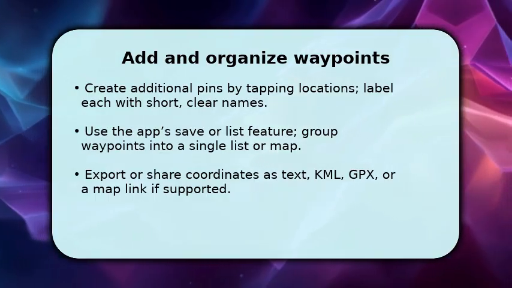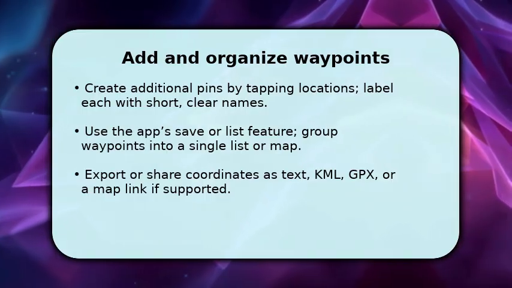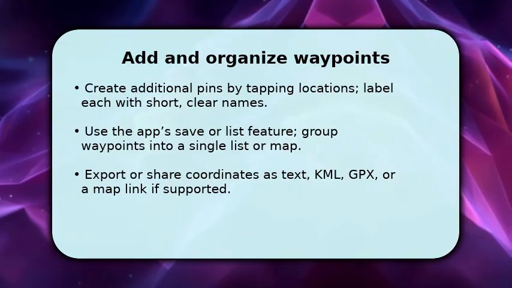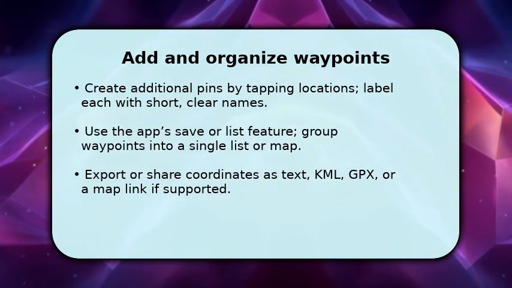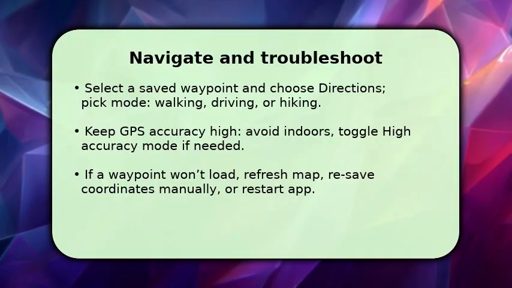If you plan to use them elsewhere, export or share coordinates as text, KML, GPX, or a map link. Doing that ensures compatibility and makes batch upload. To use a waypoint for navigation, open your saved list, tap the point and choose directions. Then pick driving, walking, or hiking as appropriate.